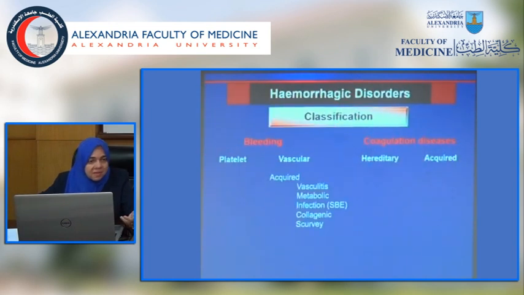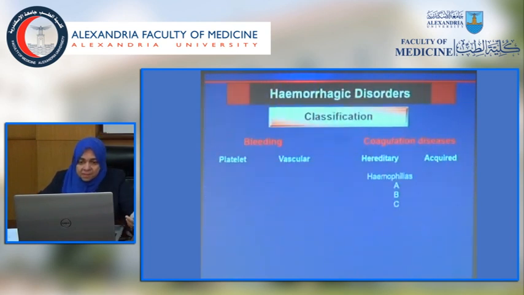Now, the vessels. We can have a problem in the vessels that can be inherited, like in Ehlers-Danlos syndrome, and it can be acquired, as in cases of vasculitis. One of the most common vasculitis problems occurring in children and leading to bleeding tendency is Henoch-Schönlein purpura. We will take this one in the rounds. Infectious, like subacute bacterial endocarditis in children with congenital heart diseases. Collagen vascular, like systemic lupus erythematosus with formation of autoantibodies to platelets, and scurvy, or vitamin C deficiency.